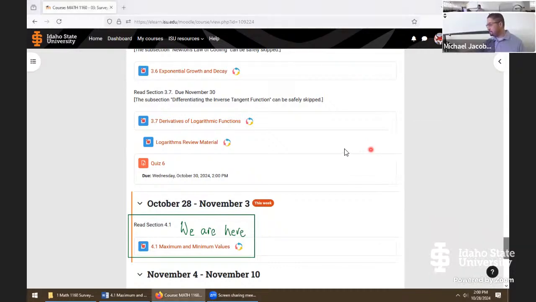Welcome back, everyone. So we are now on this week here. It's week 11 out of a 16-week semester, and we're turning the page to a brand new chapter. We're in chapter 4, looking at applications of the derivative. We're not going to cover all of chapter 4, just enough to get a good repertoire of different things we can do with that derivative. And after that, we'll be moving into chapter 5, turning towards integration.